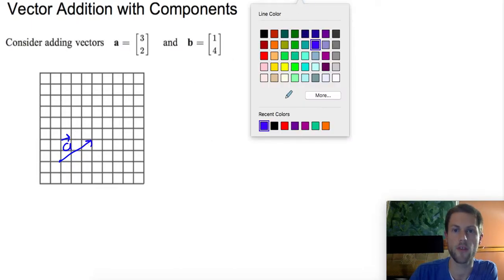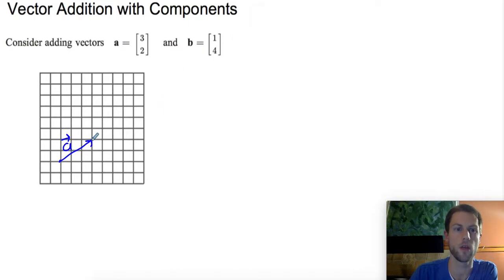And let's add to that vector B. And according to this, vector B is to the right 1 and up 4. 1, 2, 3, 4. That's B. So vector A plus B is going to be this resultant right here. So this is what it looks like graphically. And let's think about what it would look like by adding component vectors.